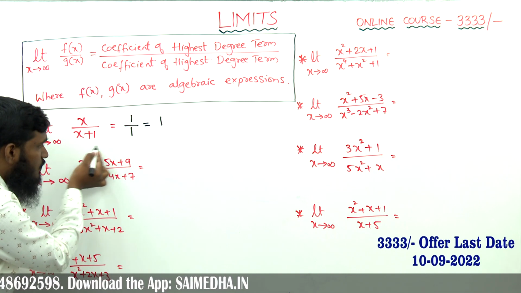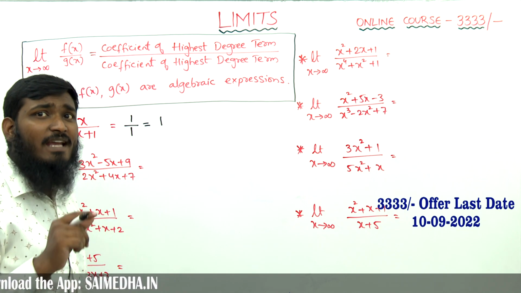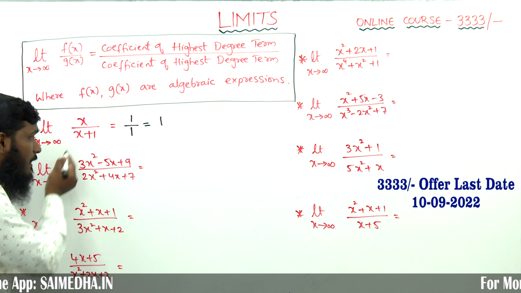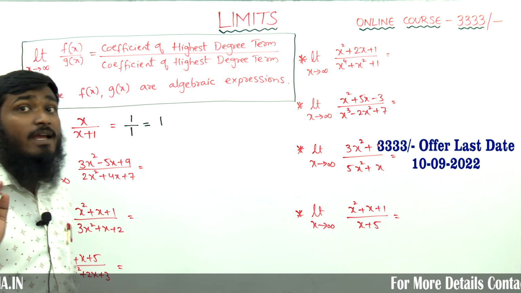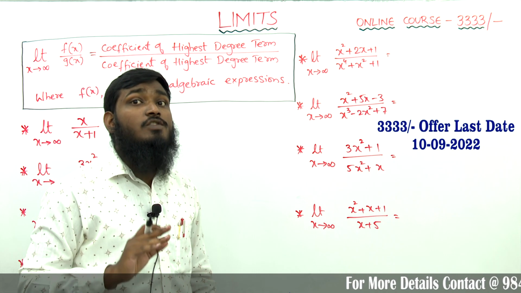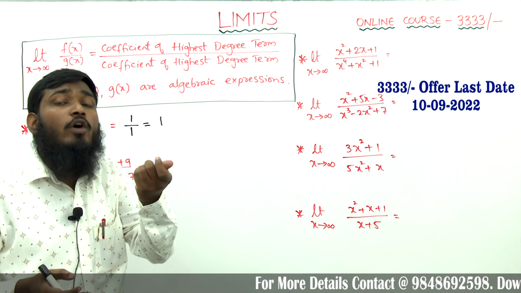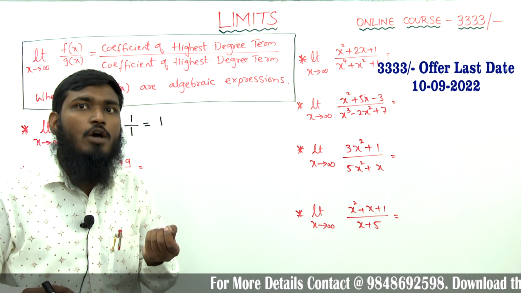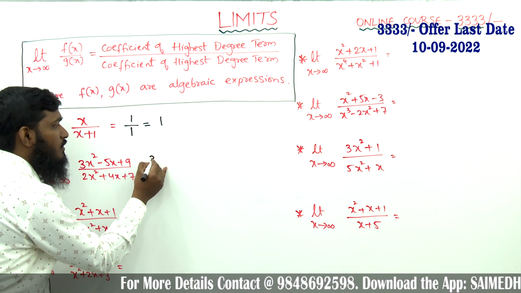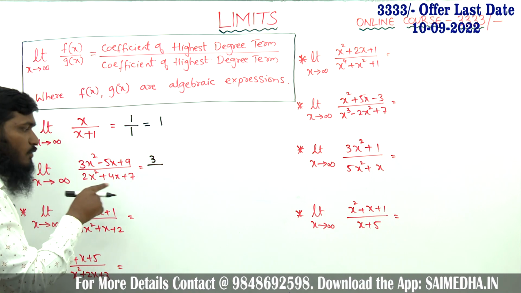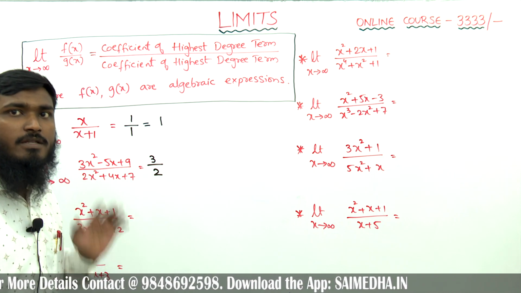Seeing this question completely, what is the highest degree term over here? From the complete question we can say that we have x square. After identifying that, we select the coefficient of x square. The coefficient of x square in the numerator is 3. What is the coefficient of x square in the denominator? 2. So the answer will be 3 by 2. That's it.